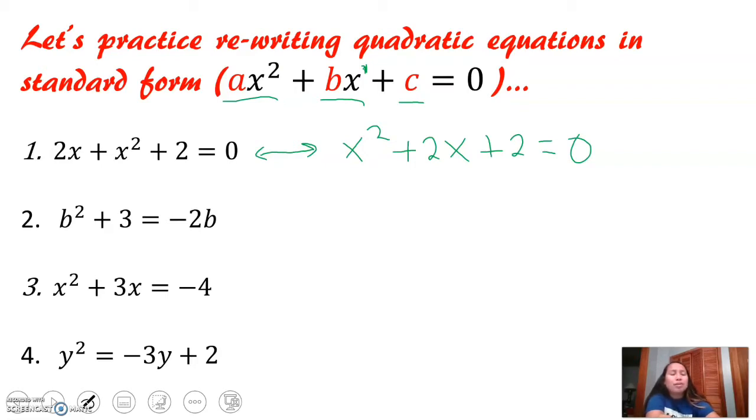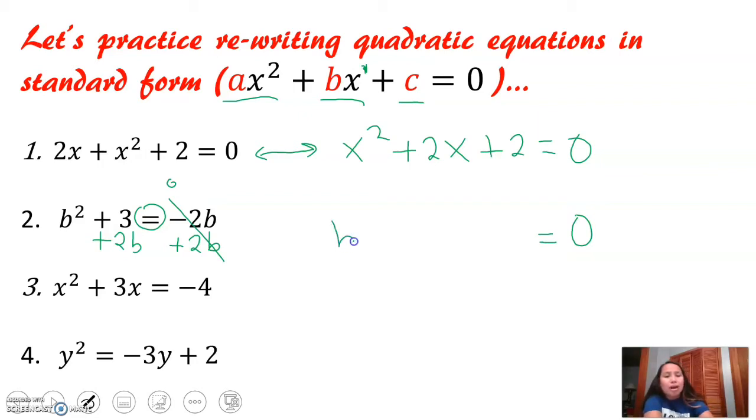Okay, how about number 2? We have b squared plus 3 equals negative 2b. Now notice that negative 2b is on the other side of the equal sign. Therefore, we are going to apply the property of equality to get rid of this term on this side of the equal sign. Here, I'm going to add 2b to both sides of my equal sign, because negative 2b plus 2b, that becomes 0, correct? And in standard form, our equation needs to be equal 0, okay?